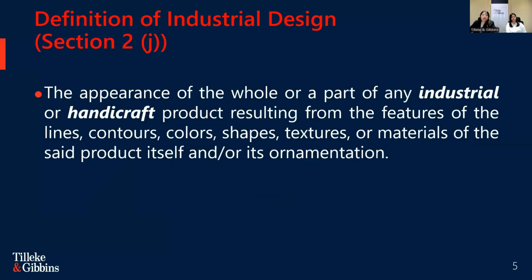Next, I will provide the definition of industrial design. In section 2(g) of the law, the definition of industrial design is provided as the appearance of the whole or a part of any industrial or handicraft product resulting from the features of the lines, contours, colors, shape, texture, or material of the said product itself and/or its ornamentation.